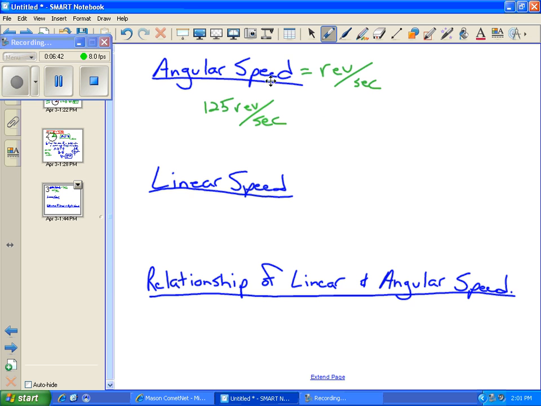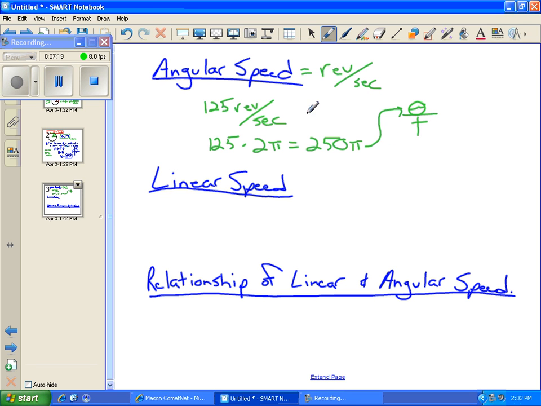Because angular speed is going to be whatever your angle is divided by whatever your time is. So if you got 125 revolutions per second, one revolution is 2 pi. So I can change this into radian measures by multiplying by 2 pi. That gives me 250 pi. That would be my angle there. And the time here is given, it's over 1 second.